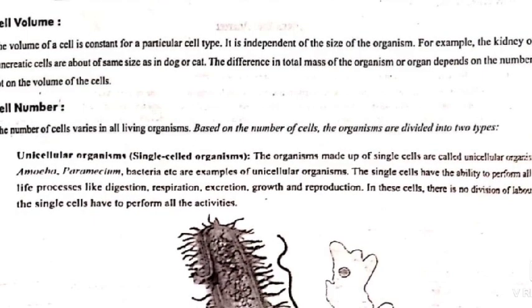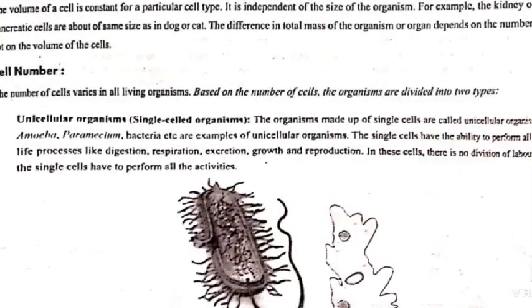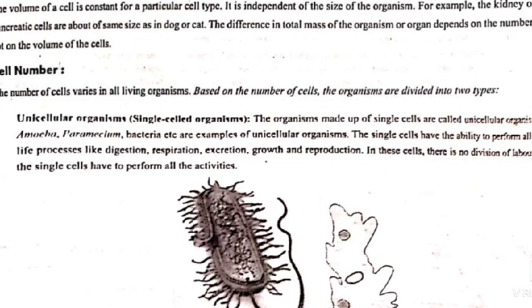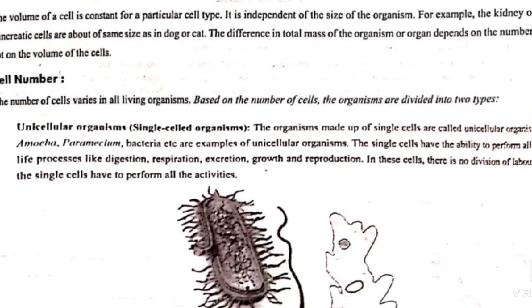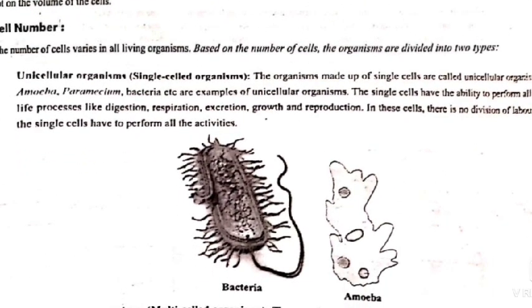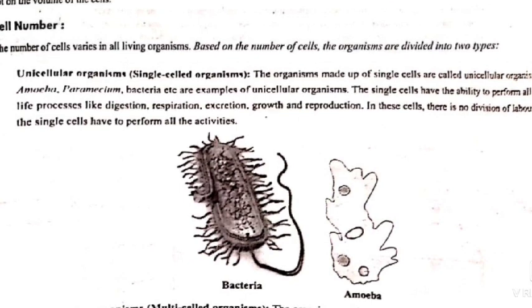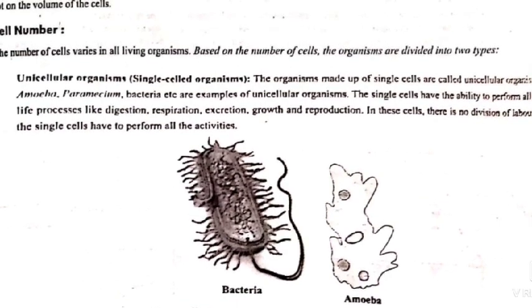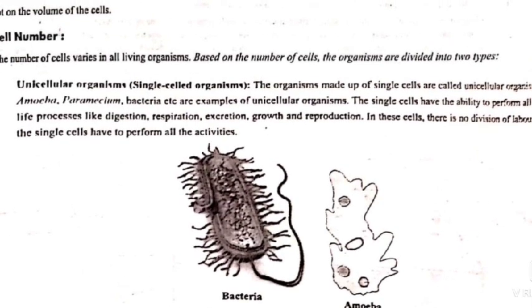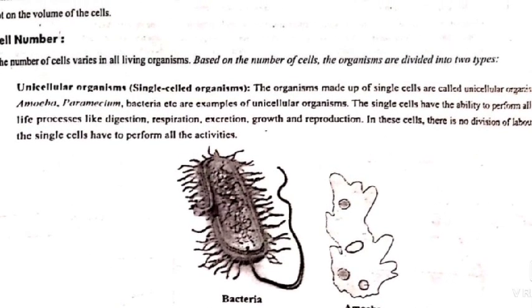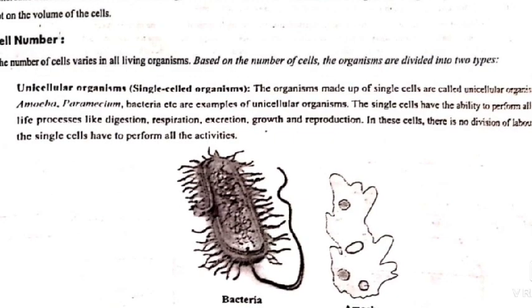Based on the number of cells, organisms are divided into two types. Unicellular organisms are single-celled organisms. Organisms made up of a single cell are called unicellular organisms. Amoeba, paramecium, bacteria, etc. are examples of unicellular organisms. The single cell has the ability to perform all the life processes like digestion, respiration, excretion, growth, and reproduction. In these cells, there is no division of labor as the single cell has to perform all the activities.